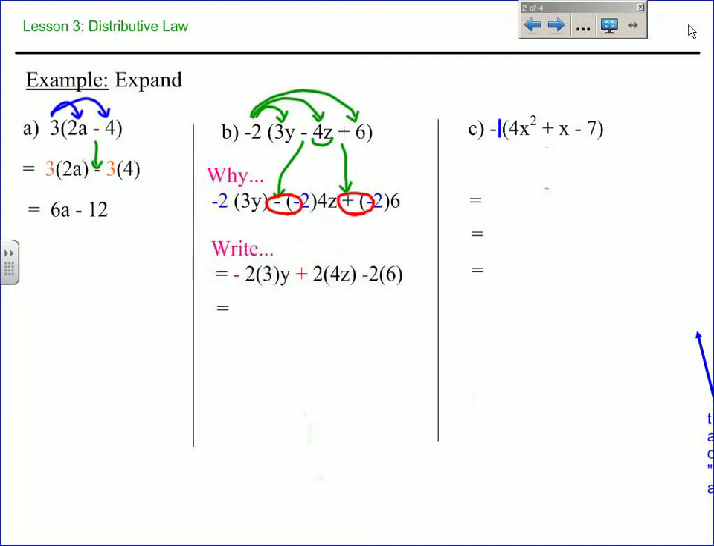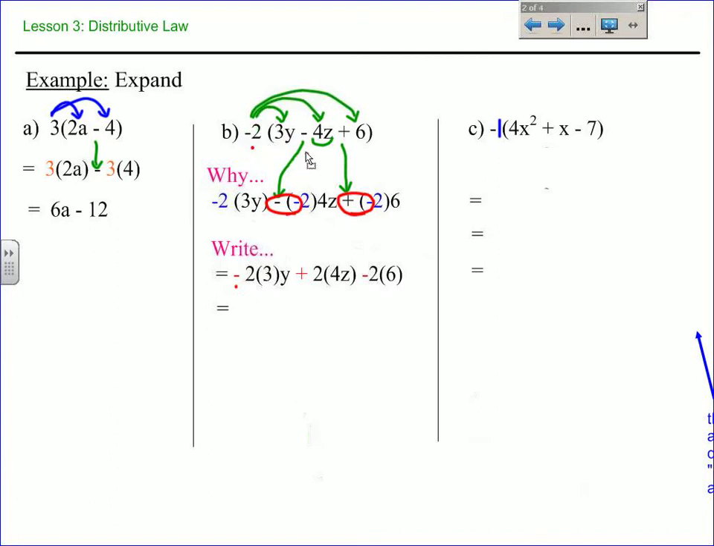So if you take a look here, I've got the same numbers. I've got 2 times 3y, I've got 2 times 4z, and I've got 2 times 6. But I'm thinking about the signs separately than the numbers. So for the first one, if you look at the top here, you've got -2 times +3. Negative times positive is negative, so that's why I have a negative sign down there at the bottom. For the next one, I've got -2.